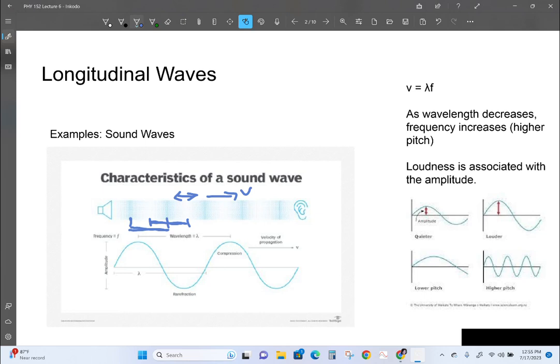And then once again, we have period and we have frequency and angular frequency. So once again, we know that the speed of the sound wave is equal to lambda f, and that for a constant speed, as wavelength decreases, frequency will increase. And that's the inverse relationship between those two. Now, the loudness of the sound wave is really associated with the amplitude. So the more amplitude, the louder the wave is.